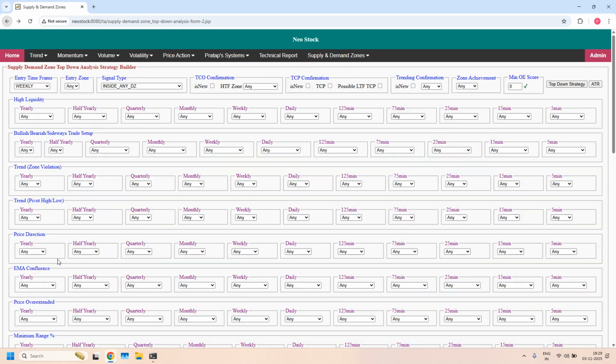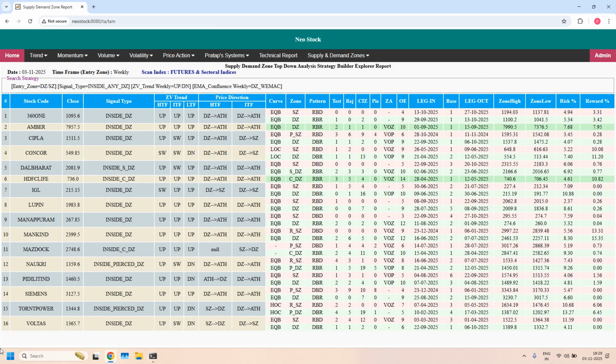Let's further filter based on weekly demand zones having weekly EMA confluence. At the same time, trend on the weekly should not be sideways. We got 16 stocks.